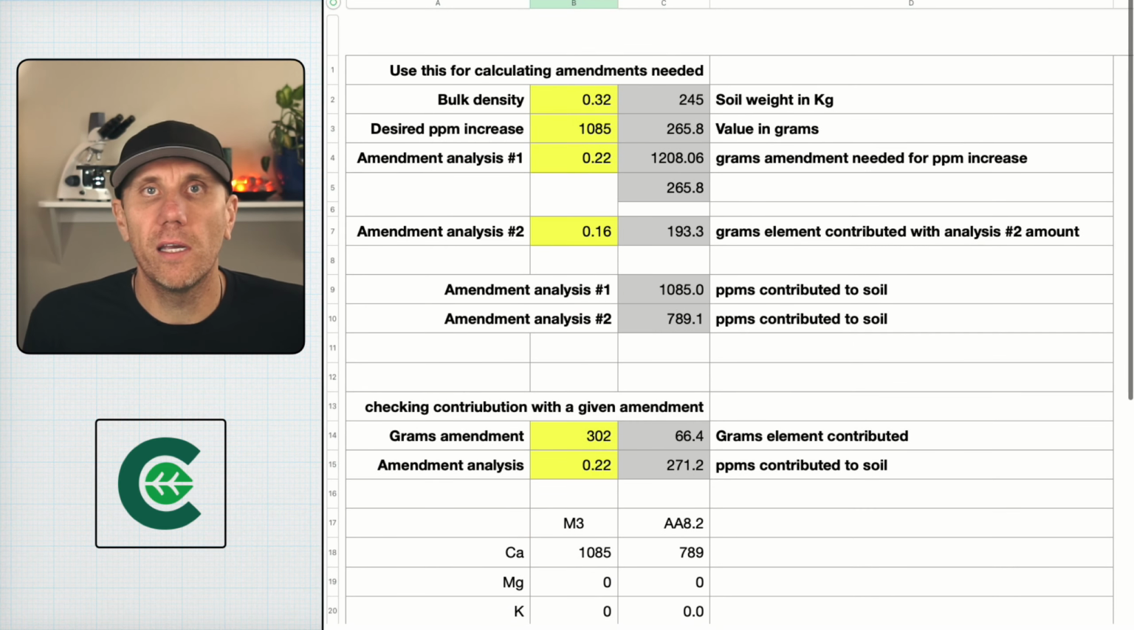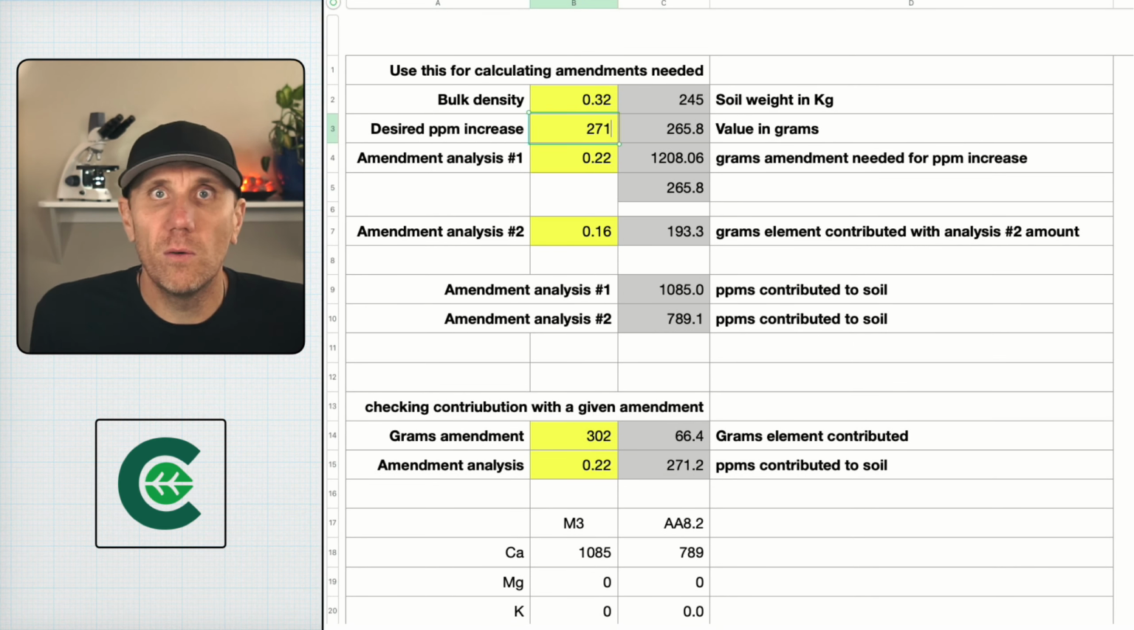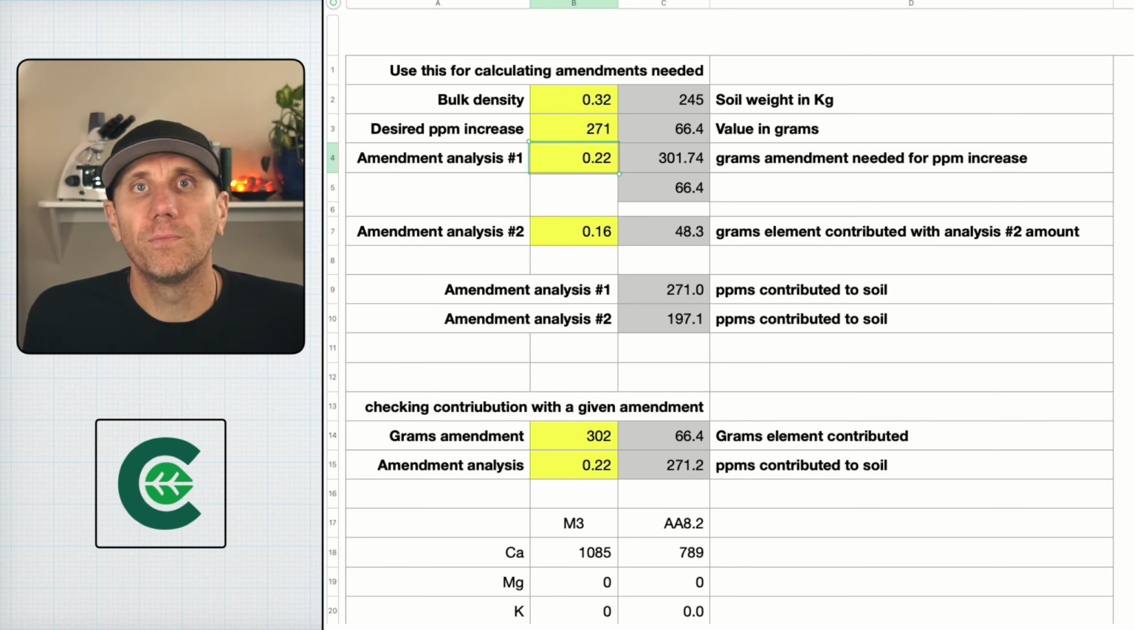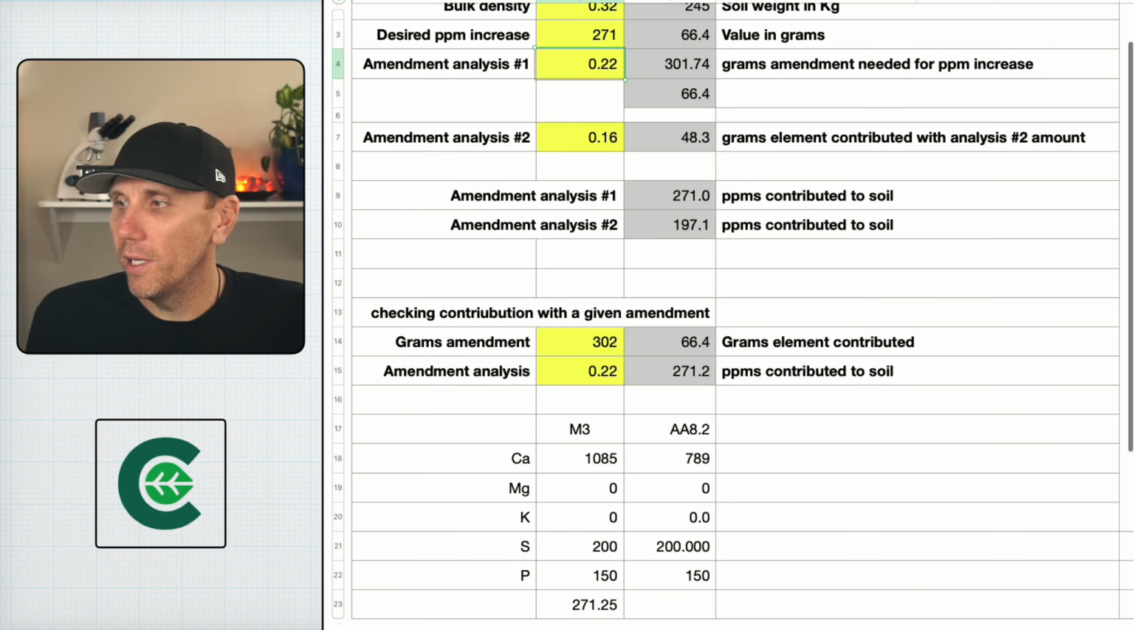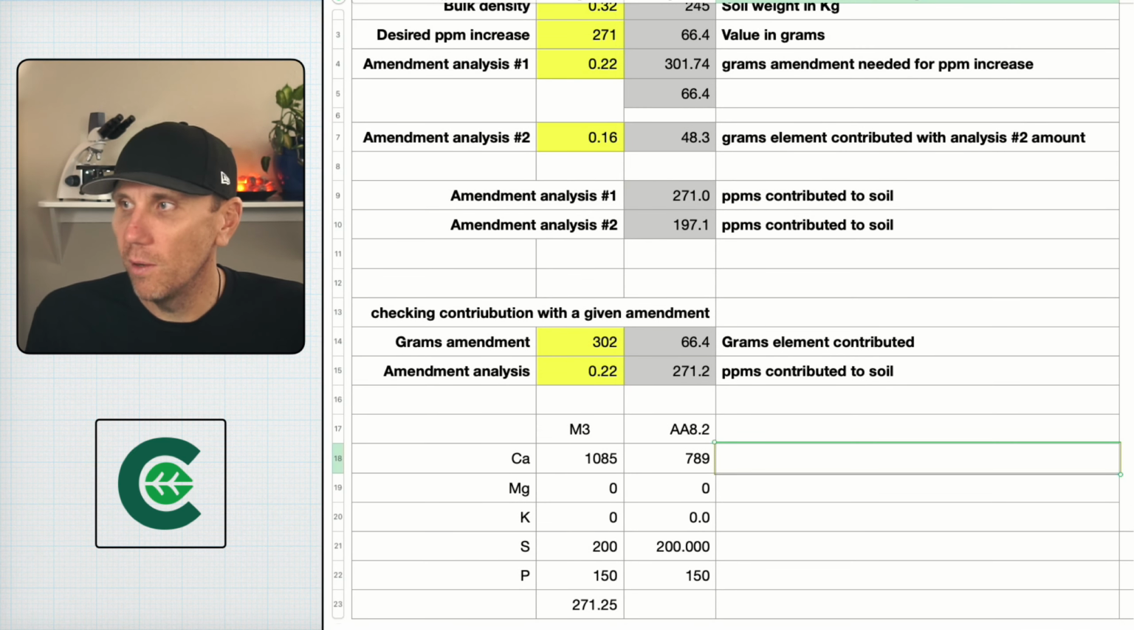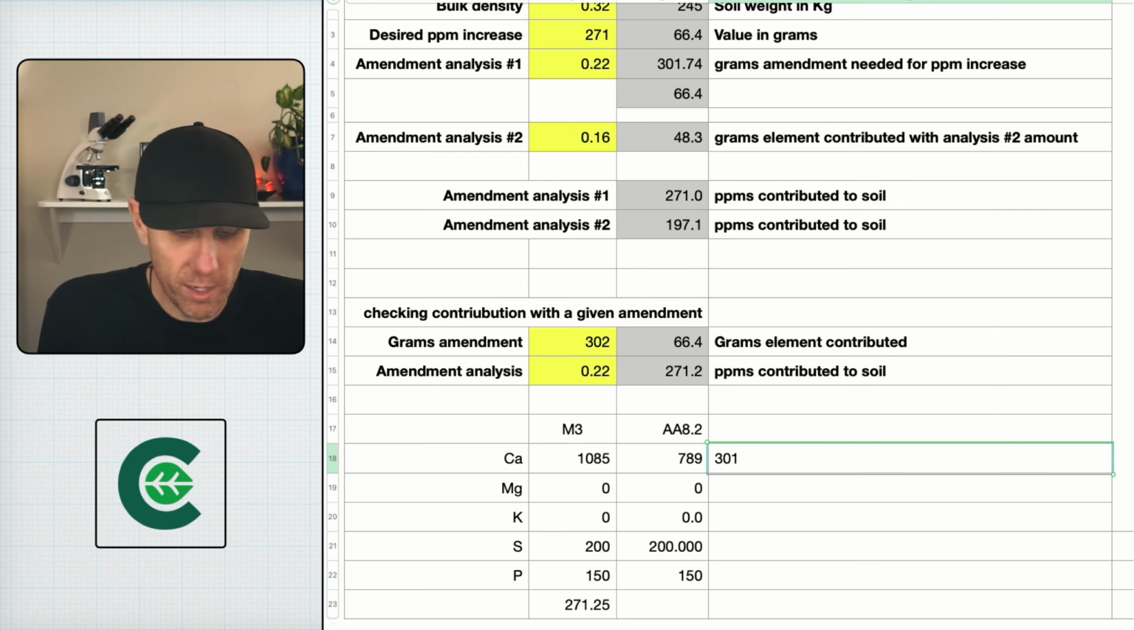So we come up here and start again. I'm going to go 271 parts per million is our new goal. There you go. So now 301 grams of gypsum contributes 271 parts per million of calcium, 197 parts per million of sulfur. So we're going to go ahead and note that. And we're going to do 301 grams gypsum.